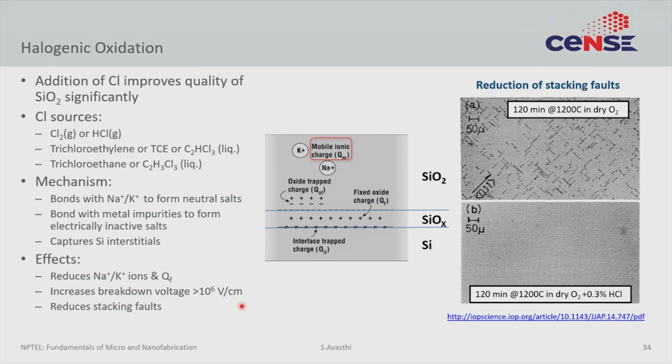So, the breakdown voltage is important because in devices you always try to put more voltage on top of your gate, which will ultimately give you higher mobility. An added thing that we have not touched upon till now is that during the oxidation process you do tend to cause some stacking faults in silicon. So, here is an example.